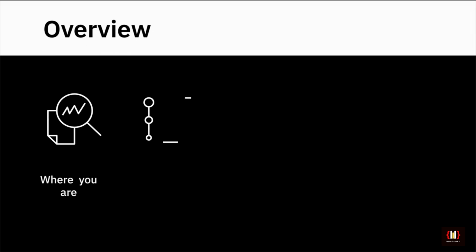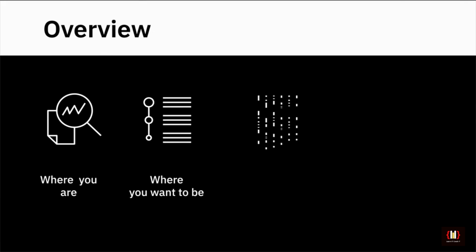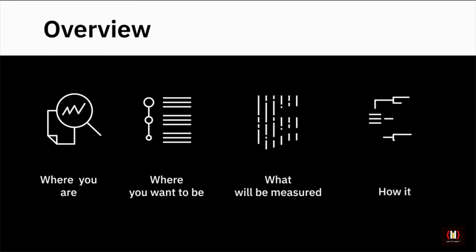have an understanding of the problem and the desired outcome. You know where you are and where you want to be. You also have a well-defined metric. You know what will be measured and how it will be measured. The next step is for you to identify the data you need for your use case.